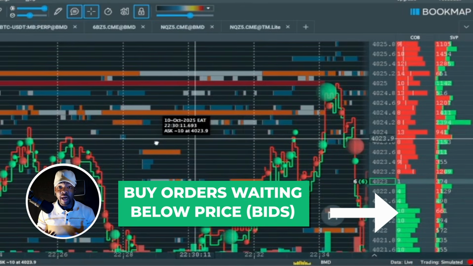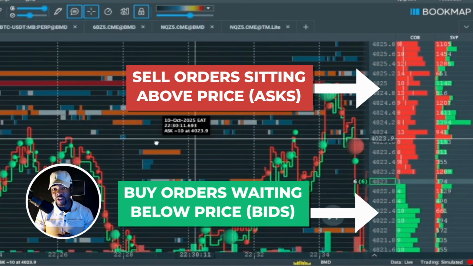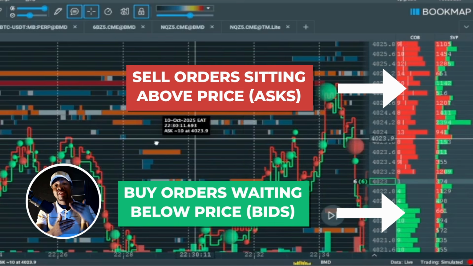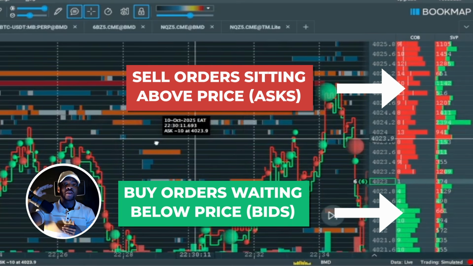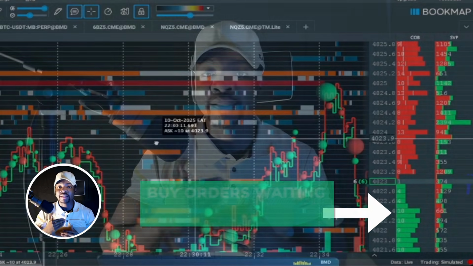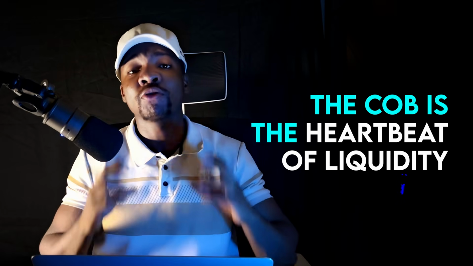So green are the buy orders and red are the sell orders. The buy orders will be resting and waiting below price, and the sell orders will be resting and waiting above price. That's what makes them limit orders. So when you see a wall below, those are buy limit orders. If you see a wall above price, those are sell limit orders. Same thing in the COB, the current order book. This is literally where the next fights will happen. The COB is the heartbeat of liquidity.